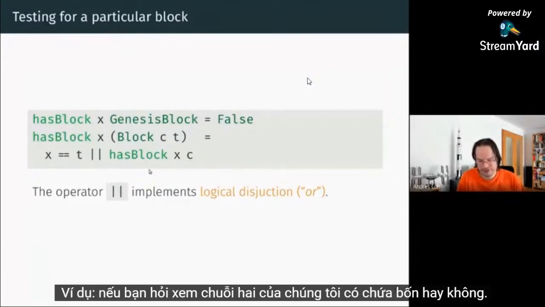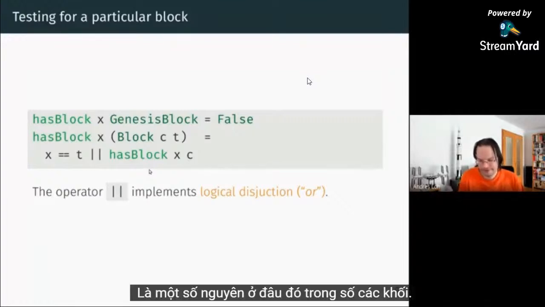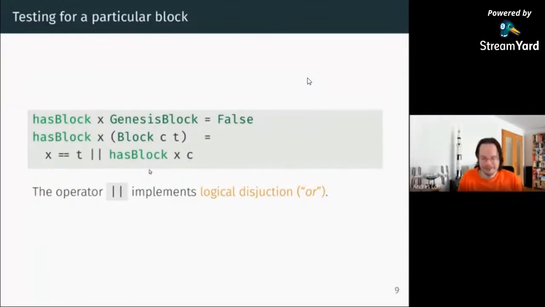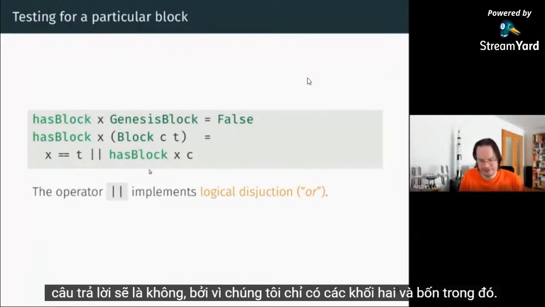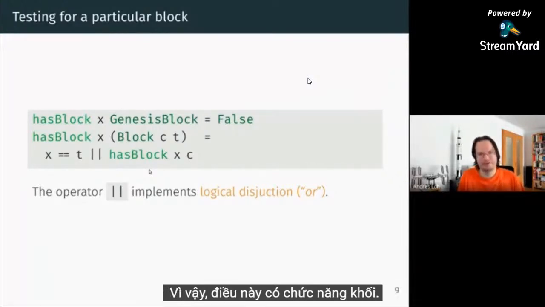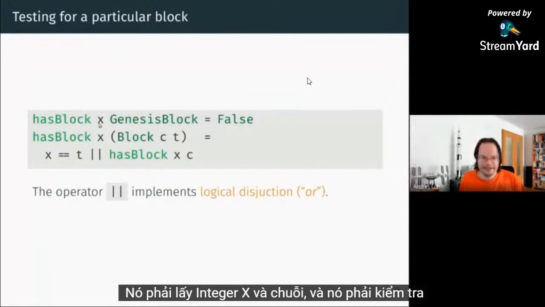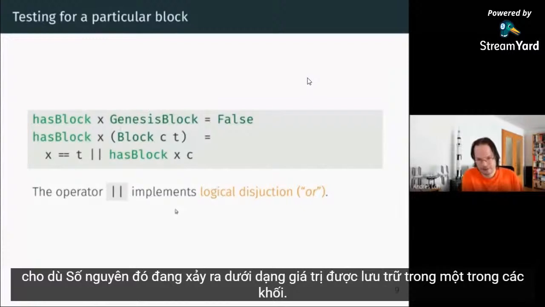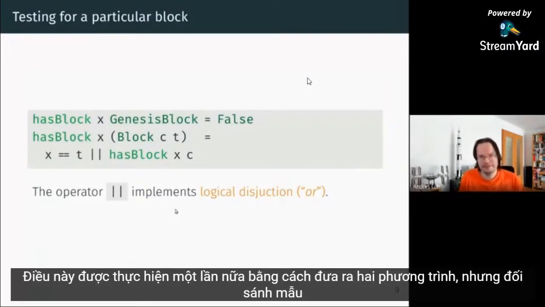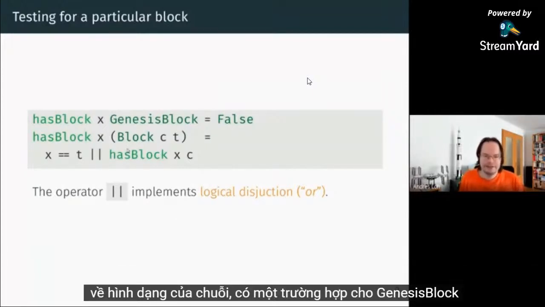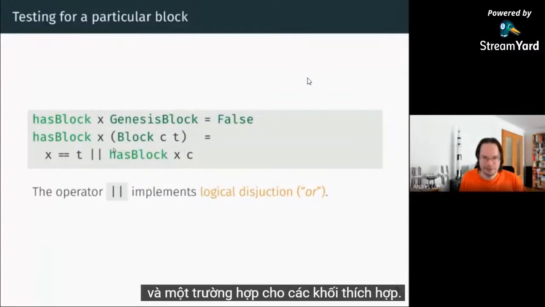If you, for example, ask if our chain 2 contains 4 as an integer somewhere among the blocks, then the answer would be yes. If you ask if our chain 2 example value contains 5, then the answer would be no, because we had just the blocks 2 and 4 in there. So this hasBlock function is supposed to take an integer x and a chain, and it's supposed to test whether that integer is occurring as the value stored in one of the blocks. And how is this done? This is done again by giving 2 equations, by pattern matching on the shape of the chains, having one case for the Genesis block and one case for proper blocks.